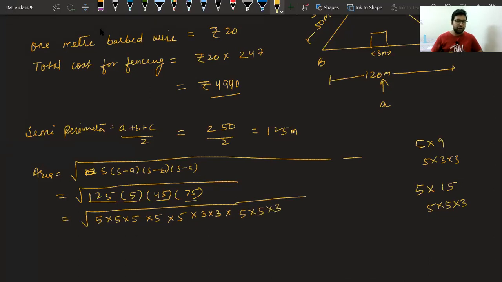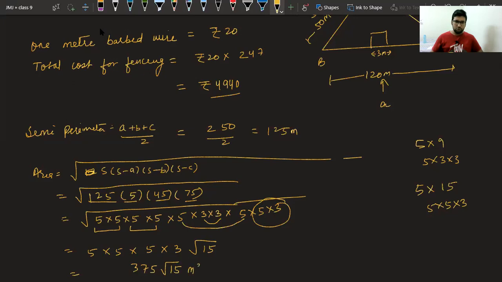So with this we have prime factorized every number. First pair is 5, we got a 5. Second pair is 5, second 5. Then we have third pair of 5, it came out. Then we have one pair of 3, it came out. What is left inside? This 5 and 3. So root 15 is left inside, and the answer is 125 threes, how much? 375 root 15 meter square. This is the area in which she will be planting the grass.